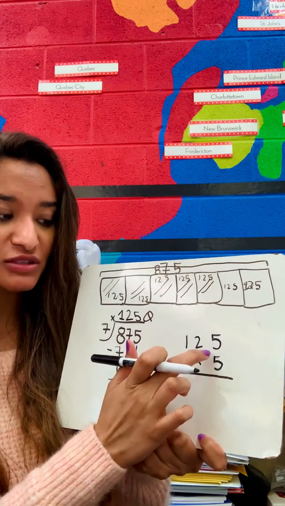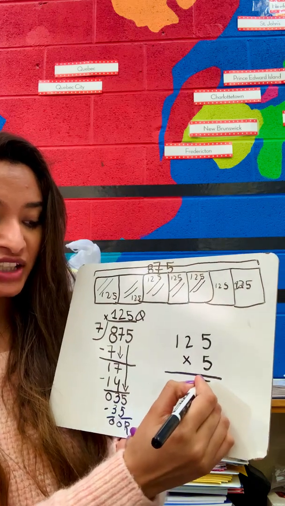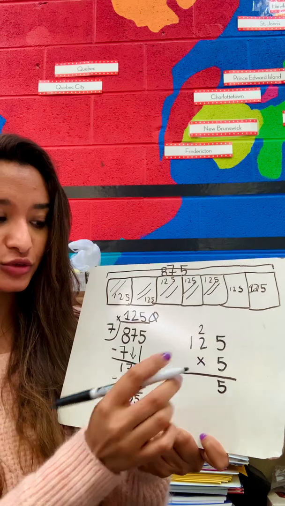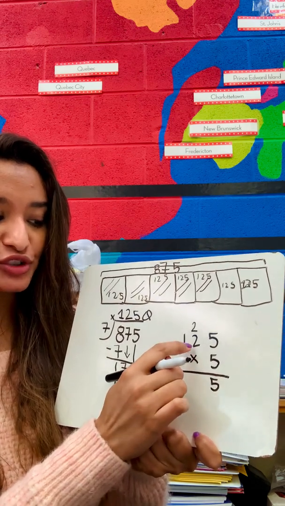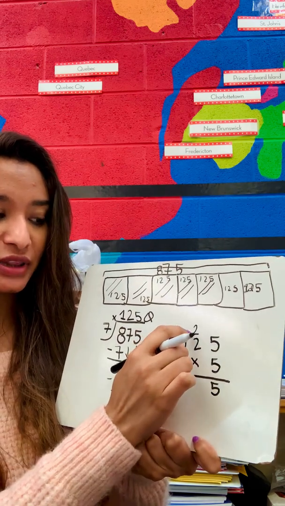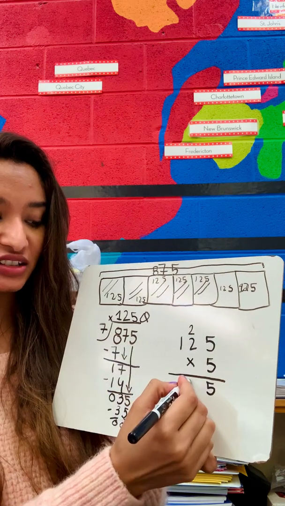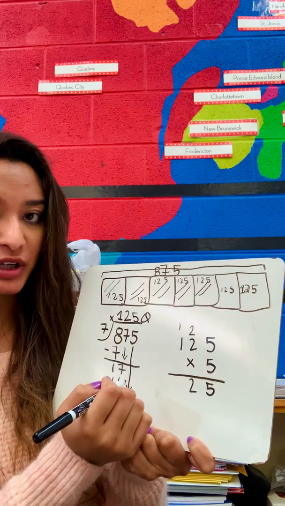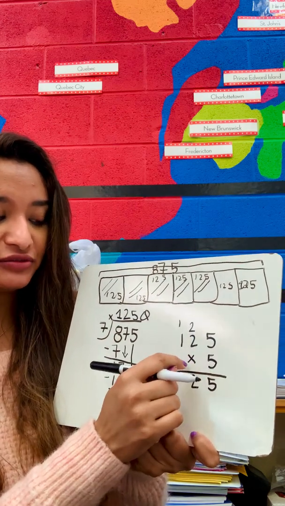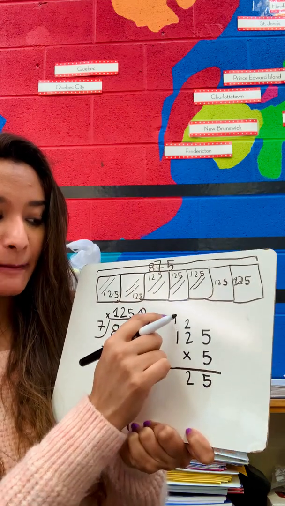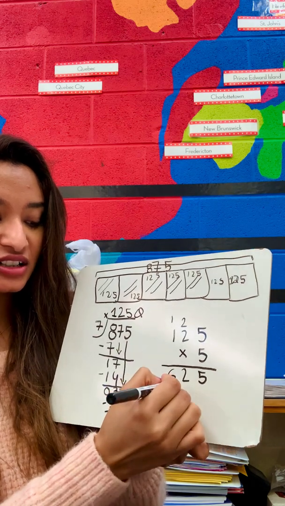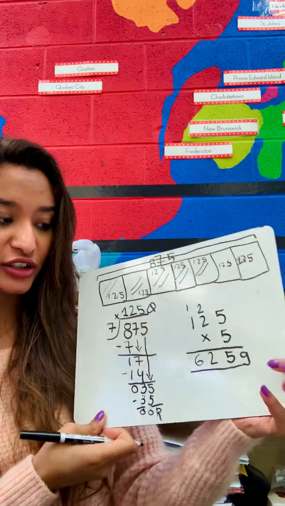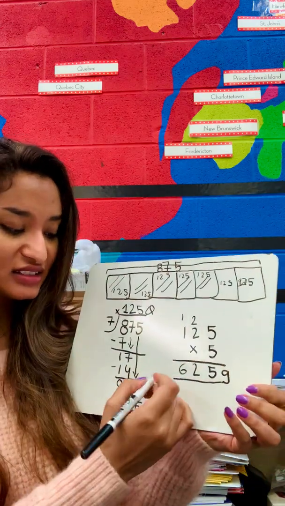So 5 times 5 gives me 25. I write my 5 here, I carry my 2 over on top of the 2. 5 times 2 gives me 10 plus this 2, which makes 12. I write my 2 down, I carry my 1 over. Then 5 times 1 gives me 5 plus 1, which is 6. 625 grams of sugar. So I'm going to write my sentence.